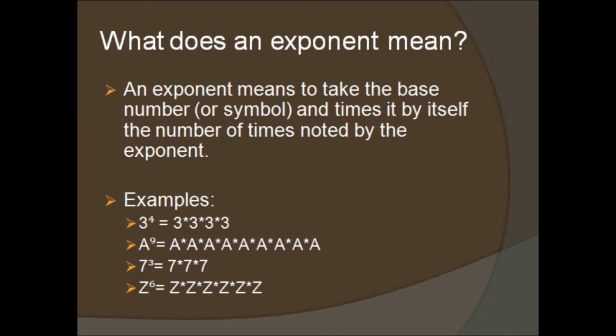An exponent means to take the base number or symbol and times it by itself the number of times noted by the exponent. So here we have 3 to the 4th, which is the same as 3 times 3 times 3 times 3. A to the 9th is the same as having 9 A's multiplied together. 7 to the 3rd is 7 times 7 times 7. And z to the 6th is the same as z times z times z times z times z times z.